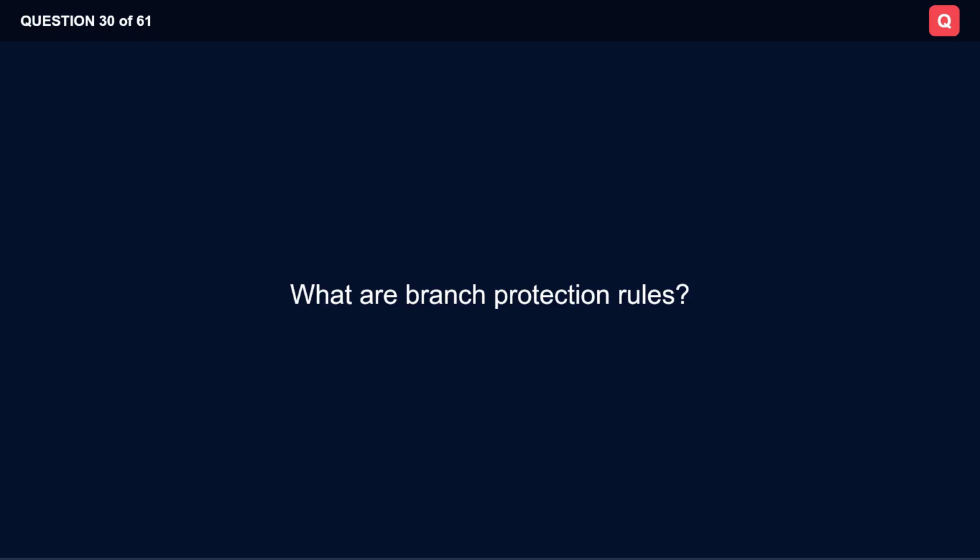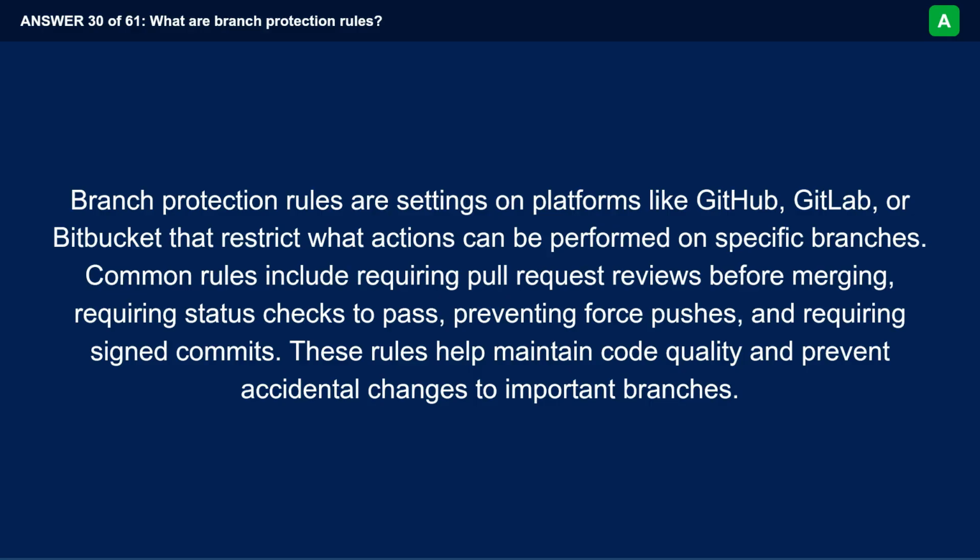What are branch protection rules? Branch protection rules are settings on platforms like GitHub, GitLab, or Bitbucket that restrict what actions can be performed on specific branches. Common rules include requiring pull request reviews before merging, requiring status checks to pass, preventing force pushes, and requiring signed commits. These rules help maintain code quality and prevent accidental changes to important branches.